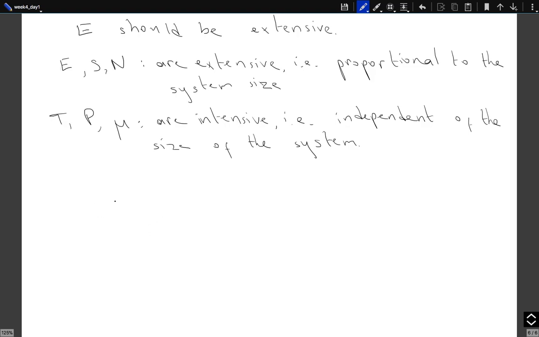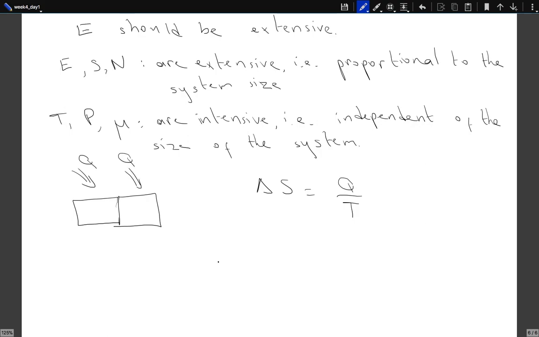Let's see. Let's assume we have these two identical systems. And remember how we define the entropy. Delta S is just Q over T. Now, if I double the system, I also double the energy that I give to my system. If I'm doing the same thing to both systems, let's say Q is given here, Q is given here.